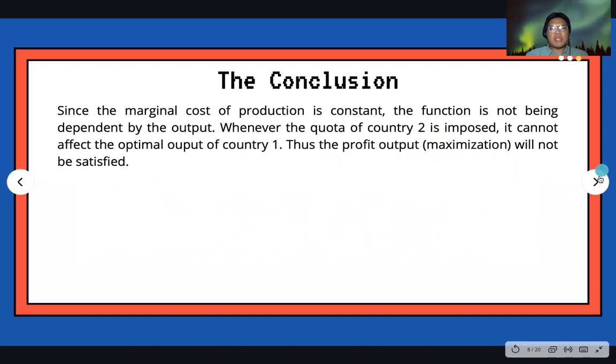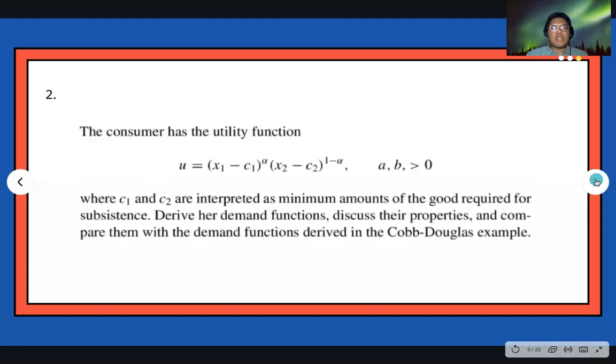Let's move on to the next question, which is the constraint function. The given question is: the consumer has the utility function u equals x1 minus C1 times x2 minus C2, as you can see on the screen, where C1 and C2 are interpreted as minimum amounts of the goods required for subsistence. Derive demand functions, discuss their properties, and compare them with the demand function derived in the Cobb-Douglas example.